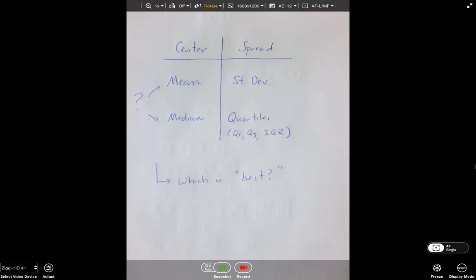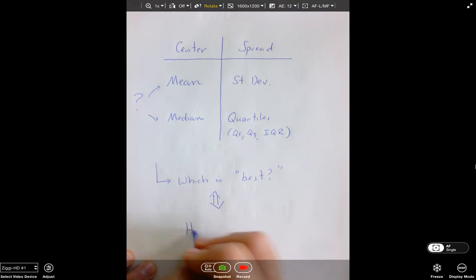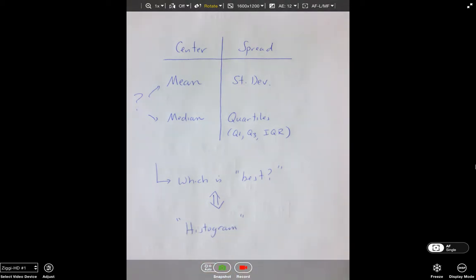the question comes up, well, which is best? And what we do here to make this determination is we examine what's called a histogram.